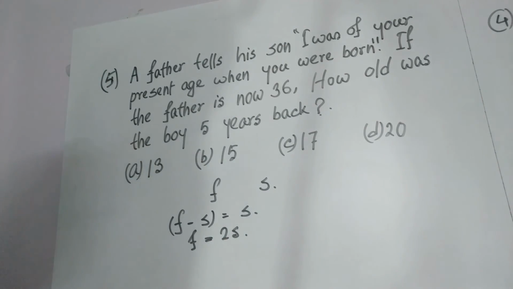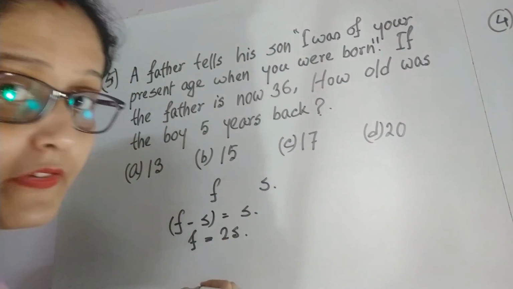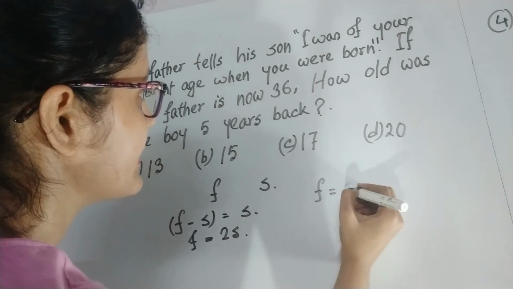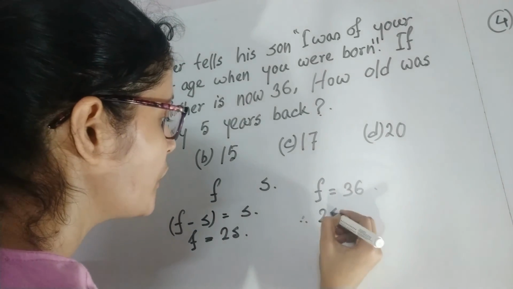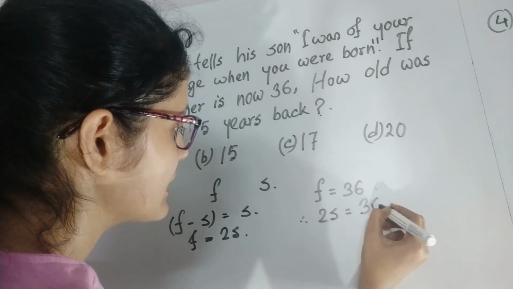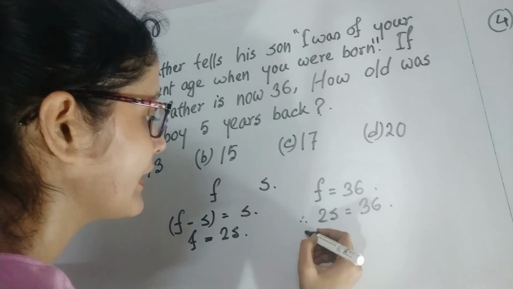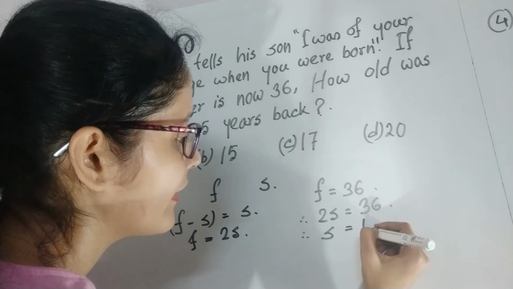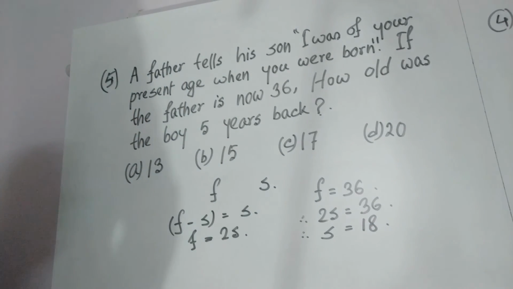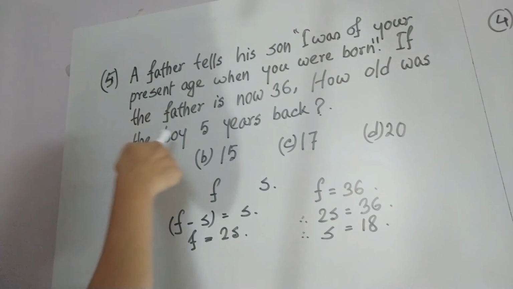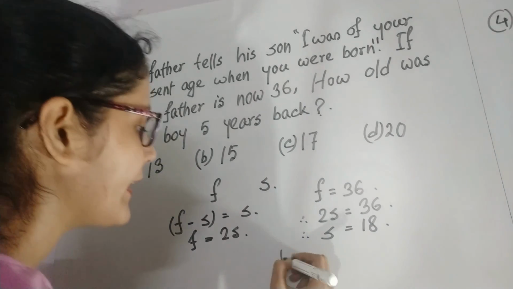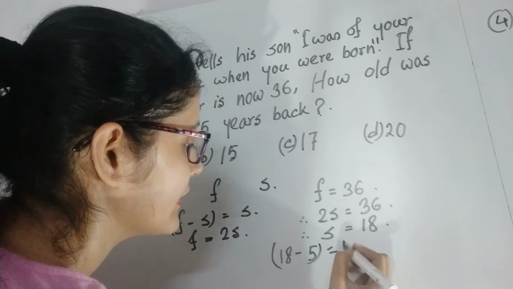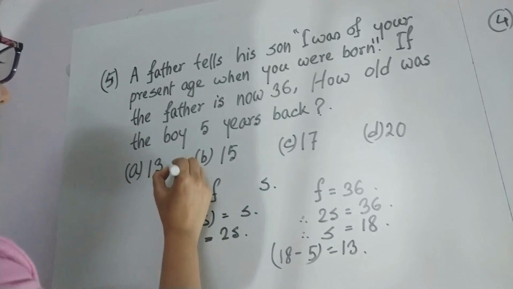Okay. Now, F is equal to 36. See, the father is now 36. Therefore, 2S is equal to 36 as F is equal to 2S. Therefore, S will be 18. So, now the son's age is 18. How old was the boy 5 years back? So 5 years back the son's age was 18 minus 5, that is 13. So 13 will be the answer.